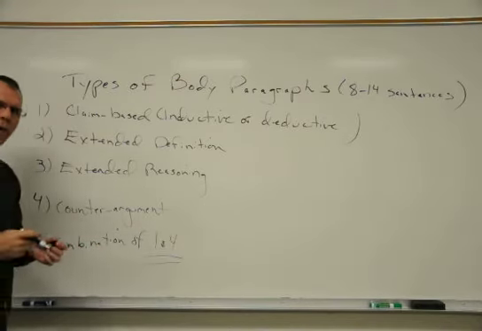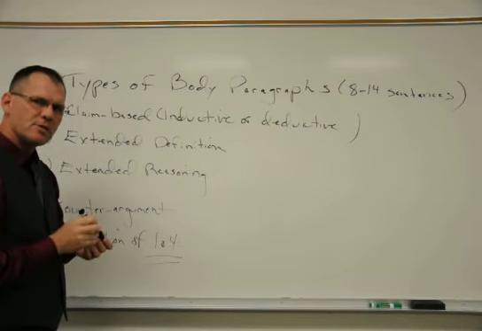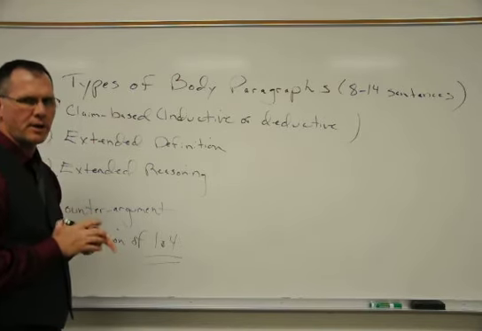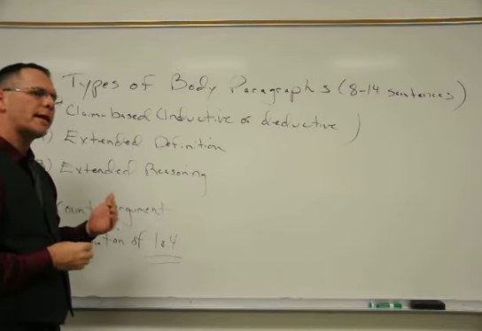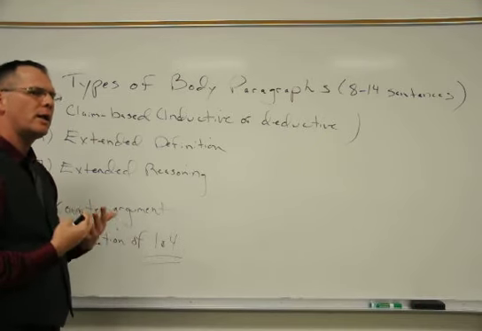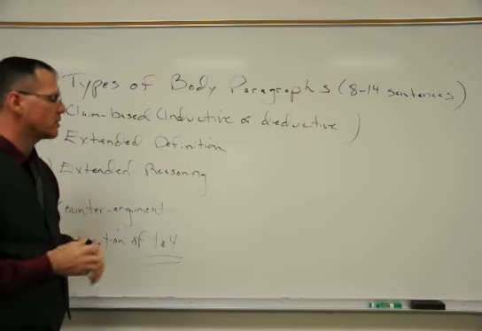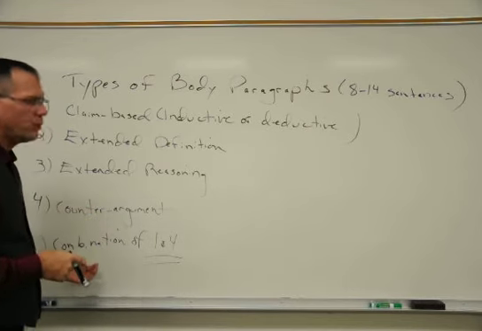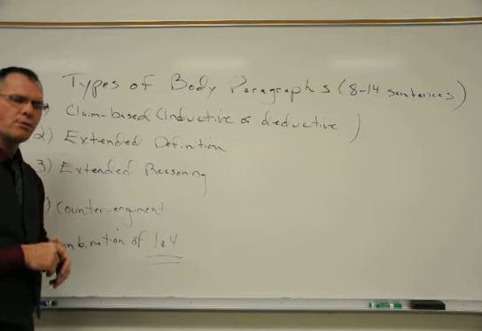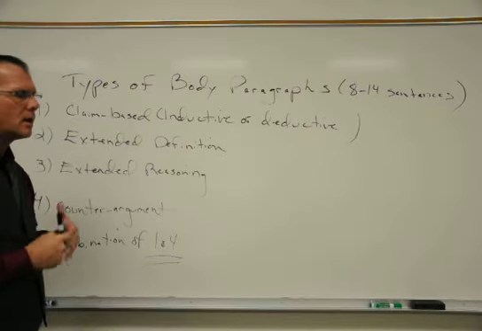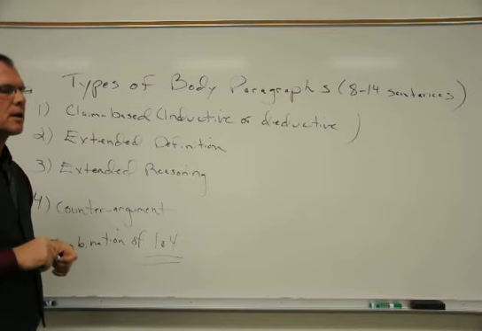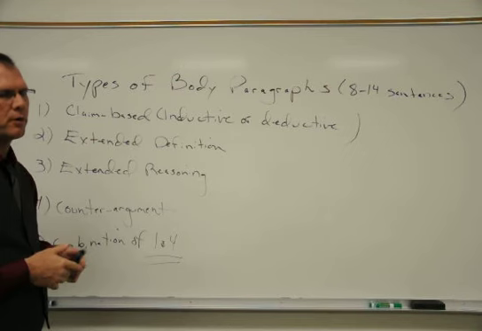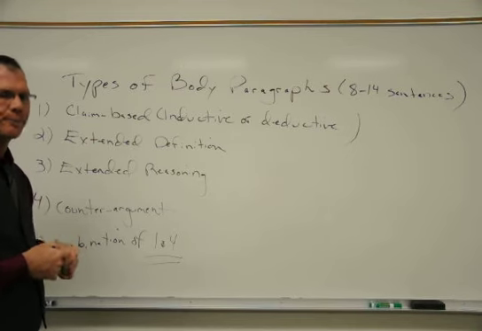A lot of times writers decide to deal with counter-arguments by attaching them to claim-based paragraphs. Perfectly acceptable, perfectly natural. If you feel like a claim and a counter-argument are really linked together, then just deal with them together in the same paragraph. So you can do a combination of numbers 1 and 4 to develop a body paragraph. And again, guideline, if you get to 14 sentences or so, cut it off and just indent and continue on with either your defense of your claim or your refutation of the counter-argument.